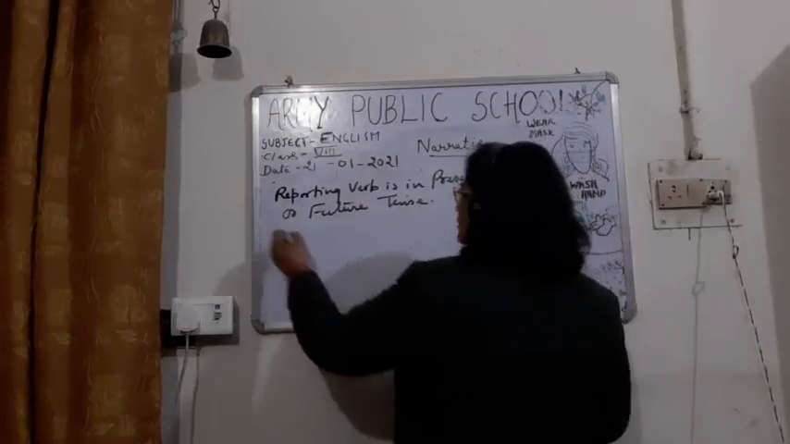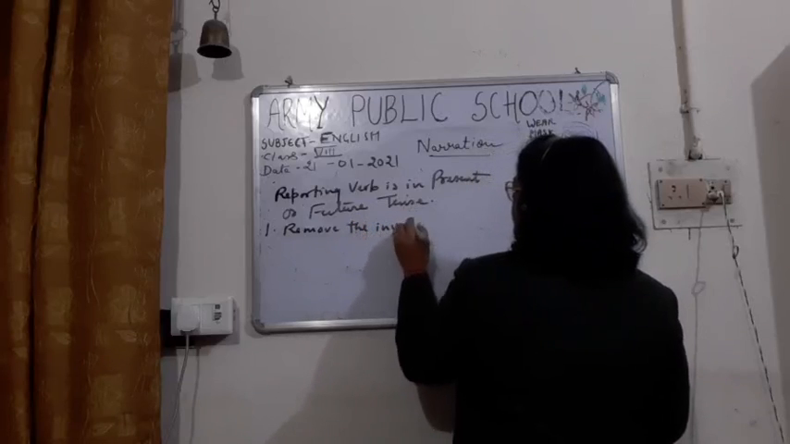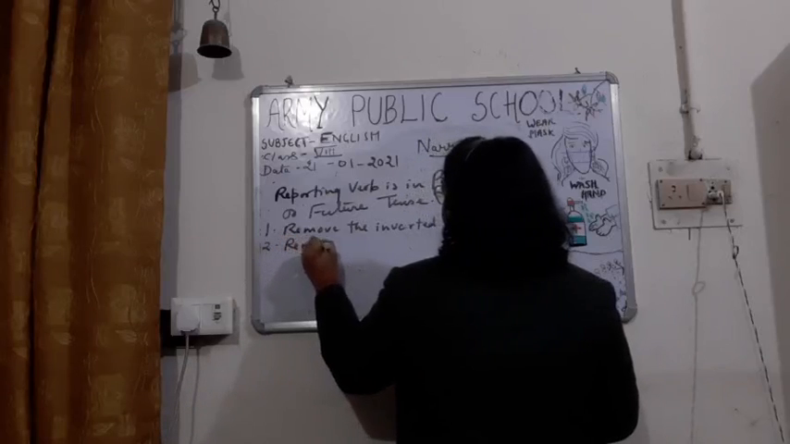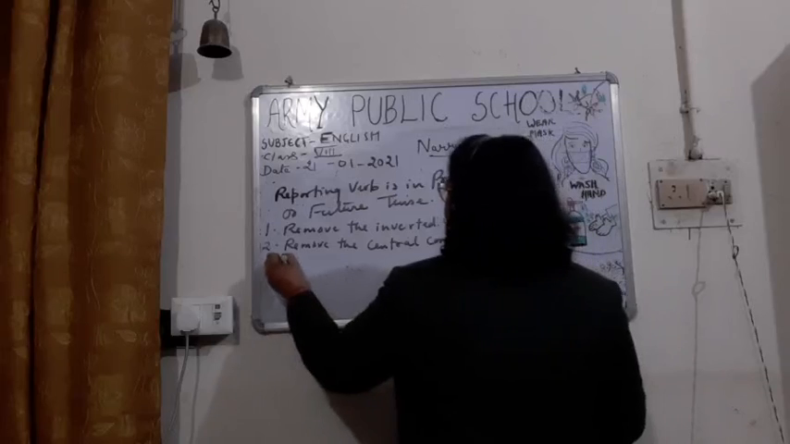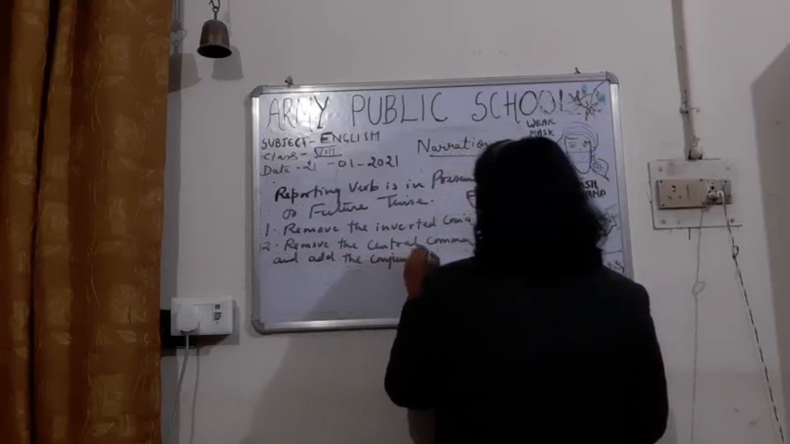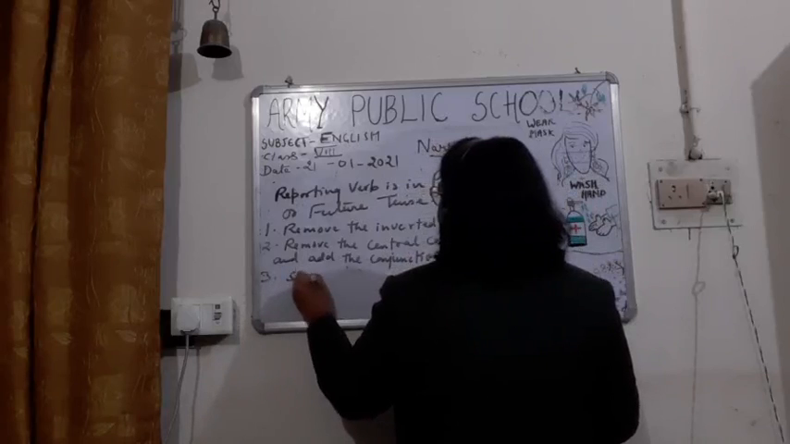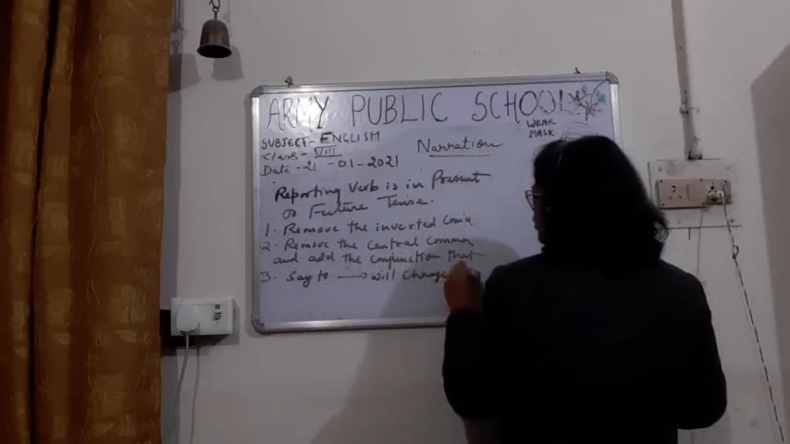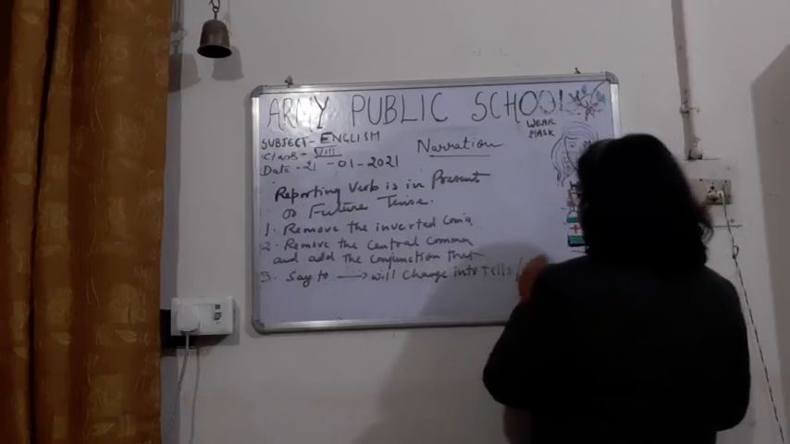First, remove the inverted comma. Second, remove the central comma and add the conjunction that. Okay. Says to will change into tell. Okay, tells or tell.